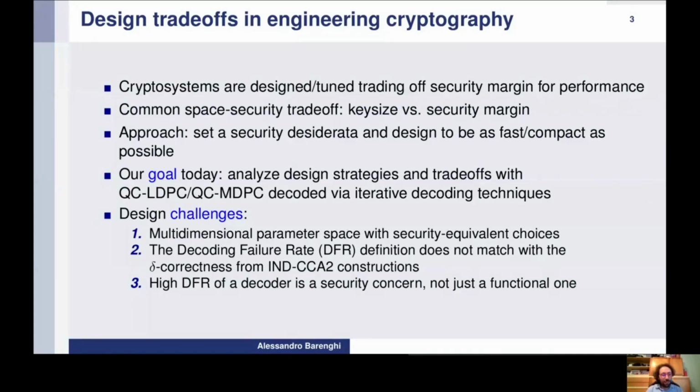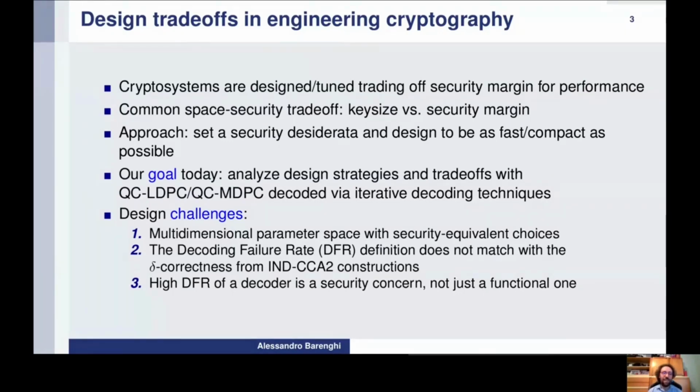The other two things relate to the fact that QC-LDPC and MDPC codes are affected by non-negligible decoding failure rates if you use an iterative decoding strategy. DFR is crucial if you want to achieve security against active attackers. And there are two challenges relative to this.